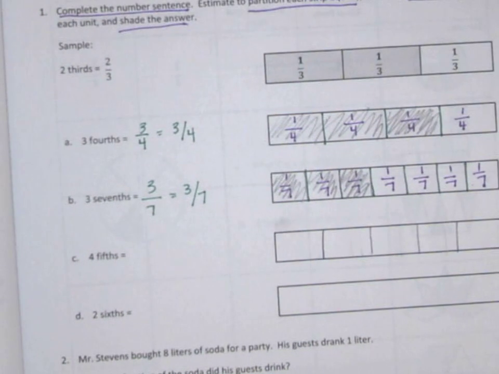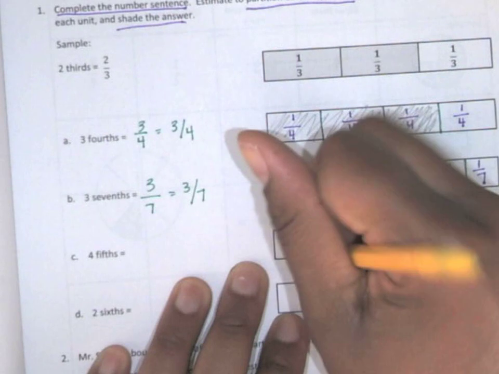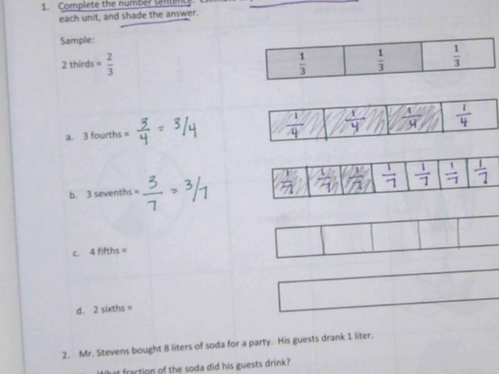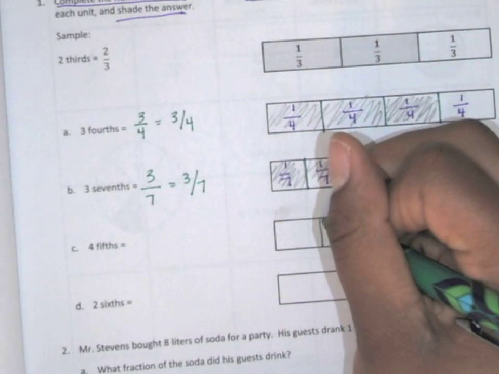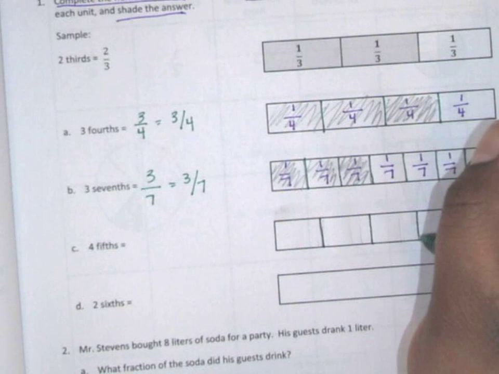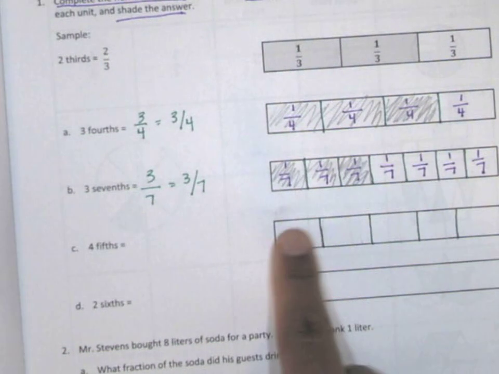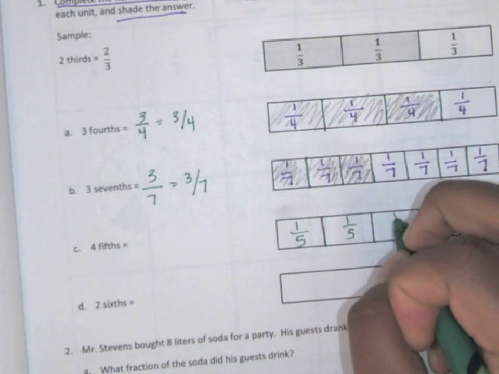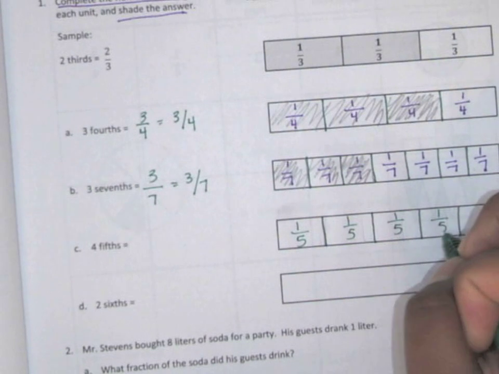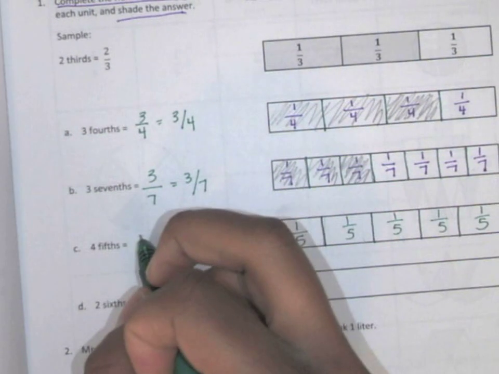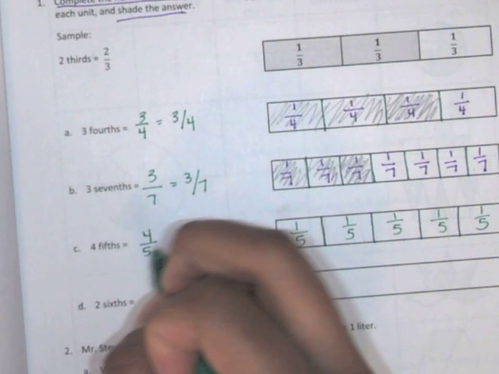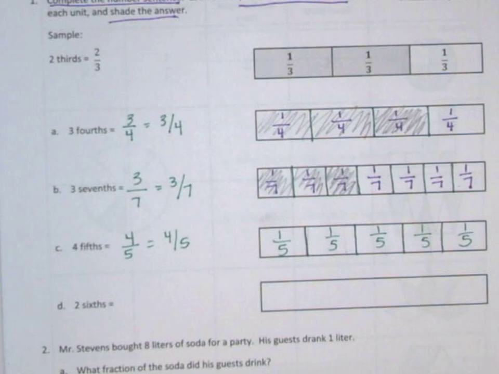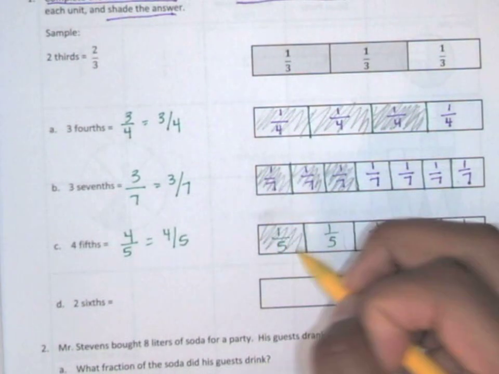Are my sections even? I think they're pretty even. Okay. Alright, so here are my sections. I have 5 of them. 1, 2, 3, 4, 5. I'm going to label each of them 1/5. And I know 4/5 looks like 4/5. Okay. Next, I'm going to shade 4 of them to show 4/5.